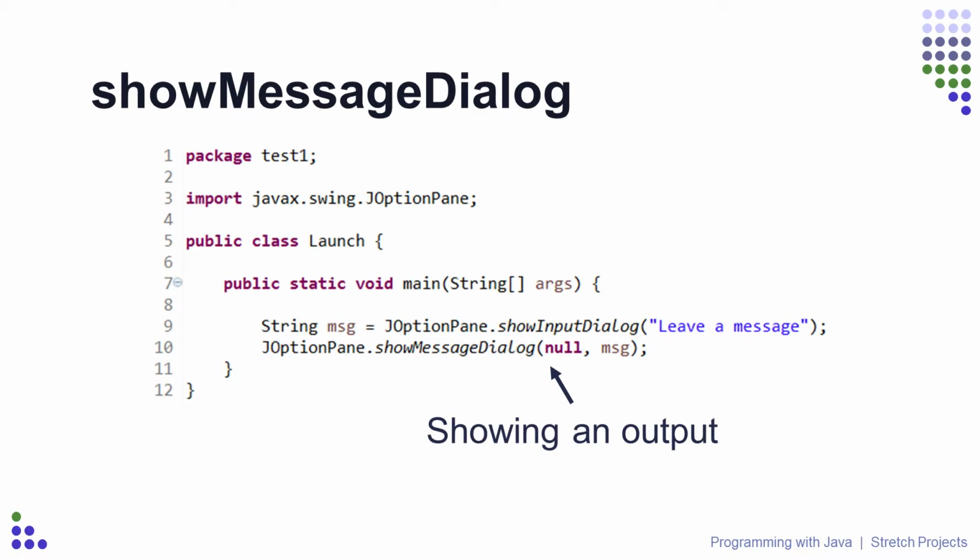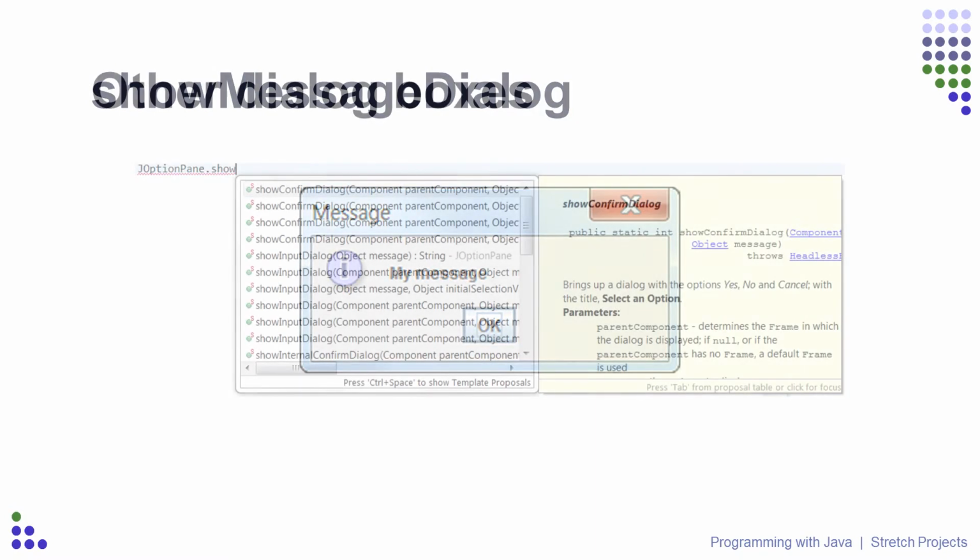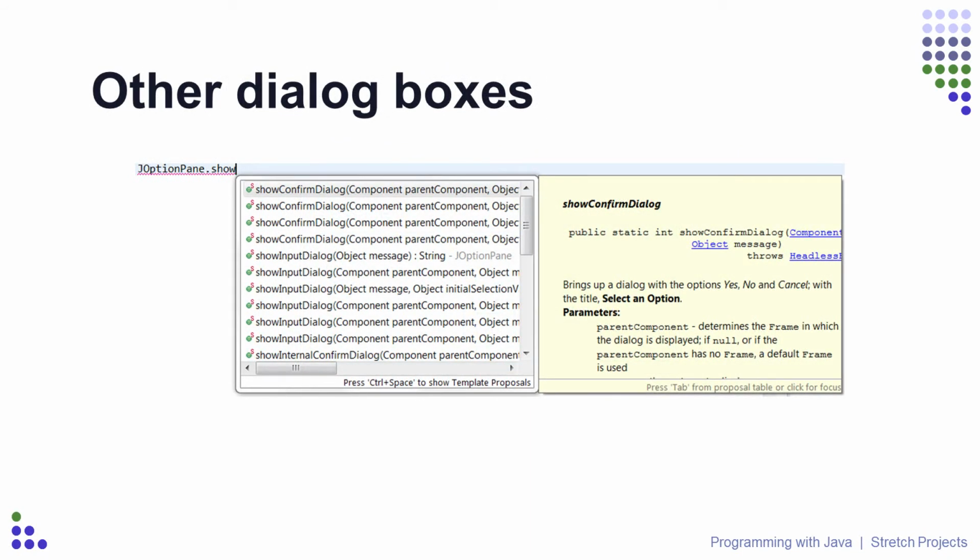So if you were to run this program now and type my message when the program asks you to, and when you click OK, you will see a message box like this one with your message. These are not the only two ways to display a dialog box either. Java has a lot of options built in. If you're using Eclipse, if you type JOptionPane followed by a dot and the word show, Eclipse will show you a drop-down list of all of the possibilities.